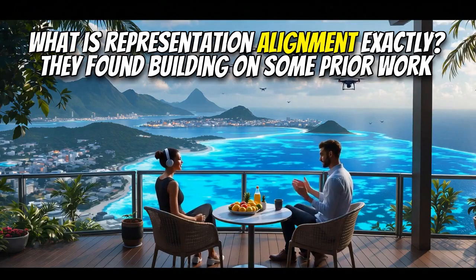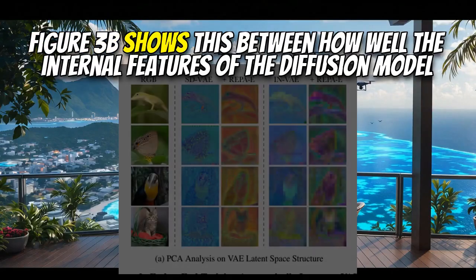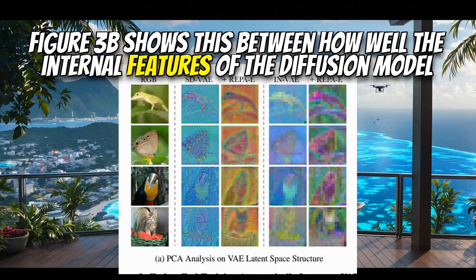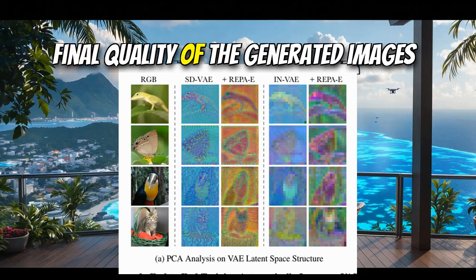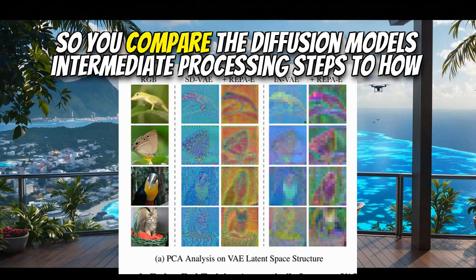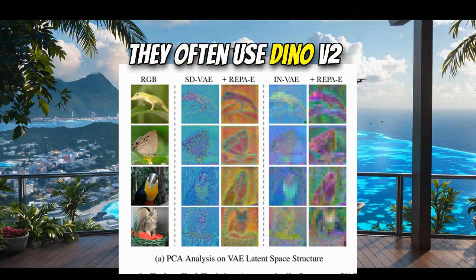What is representation alignment exactly? They found, building on some prior work too, that there's a strong link. Figure 3b shows this, between how well the internal features of the diffusion model align with meaningful visual features from a separate powerful vision model, and the final quality of the generated images. So you compare the diffusion model's intermediate processing steps to how something like, say, DINOv2 represents the original clean image. Exactly. They often use DINOv2.